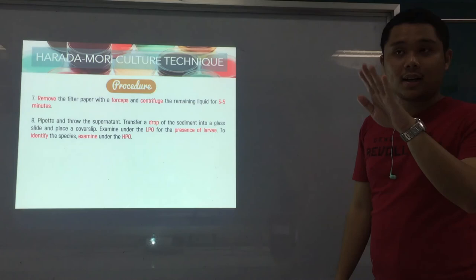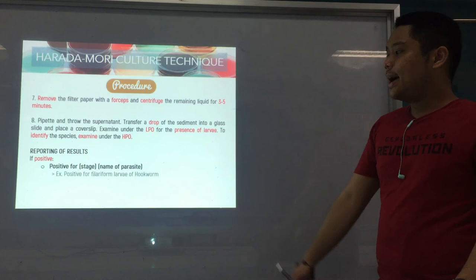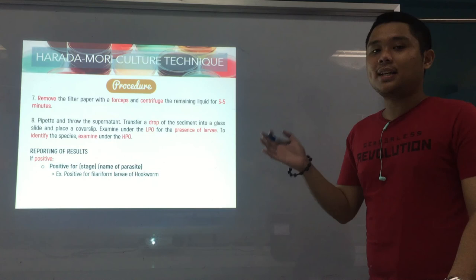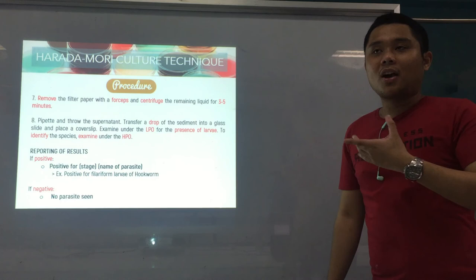Okay. And for reporting the results, if positive, you indicate the stage and the name of the parasite. For example, positive for filariform larva of hookworm, positive for rhabditiform larva of strongyloides, whatever. And if negative, none seen or no parasite seen. That's the overall procedure for Harada Mori, which is again our laboratory activity. Quite simple and straightforward.